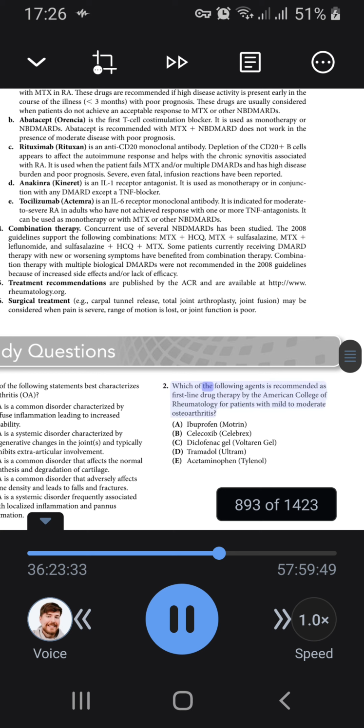2. Which of the following agents is recommended as first-line drug therapy by the American College of Rheumatology for patients with mild to moderate osteoarthritis? A. Ibuprofen, Motrin. B. Celecoxib, Celebrex. C. Diclofenac gel, Voltaren gel. D. Tramadol.